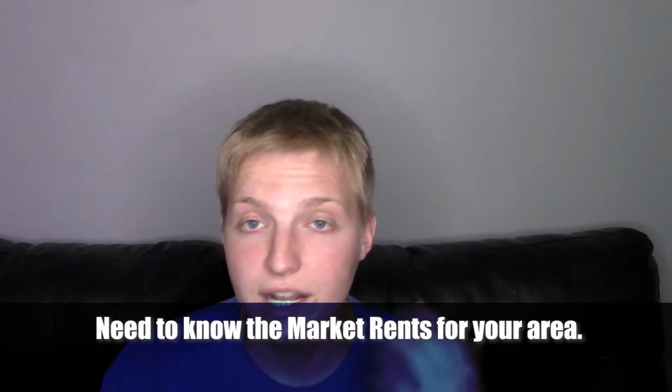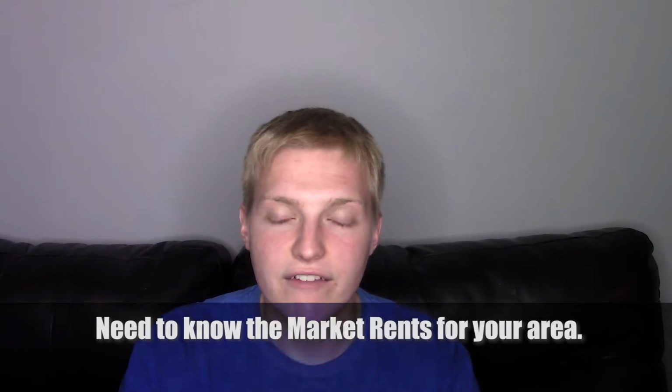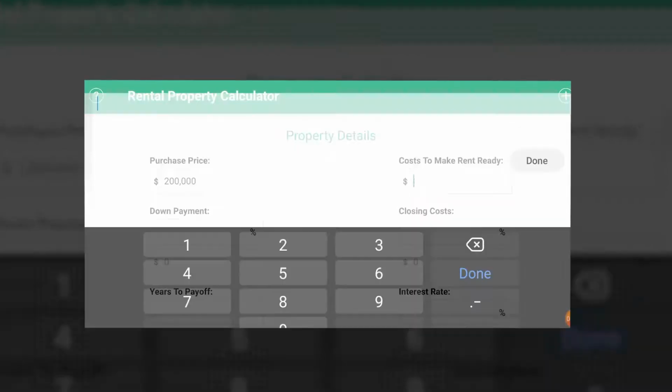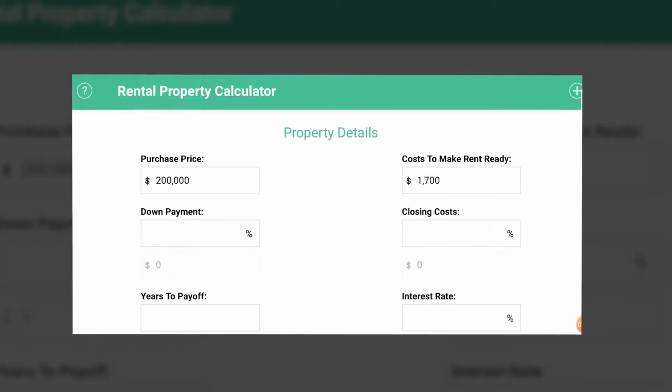So thirdly, you're going to need to know the market rents for your area for whatever property you're looking for. For example, in my town, if I bought a 3-bedroom, 2-bath house, I could probably reasonably rent that for about $1,700, right? Maybe $1,800, but you want to try to be conservative in these things, so if it goes wrong, you're hedged for your margin of error. So I would say $1,700 for my area is a good example. So I fill that in the box of my rental property calculator, and then we go on to the next thing.